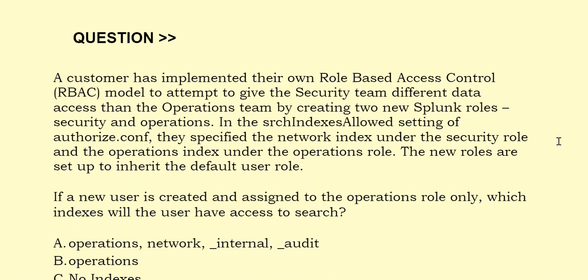security team different data access than operations team by creating two new Splunk roles, security and operations. In the search indexes allowed settings of authorize.conf, they specified the network index under the security role and the operations index under the operations role. The new roles are set up to inherit the default user role. If a new user is created and assigned to the operations role only, which indexes will the user have access to search?